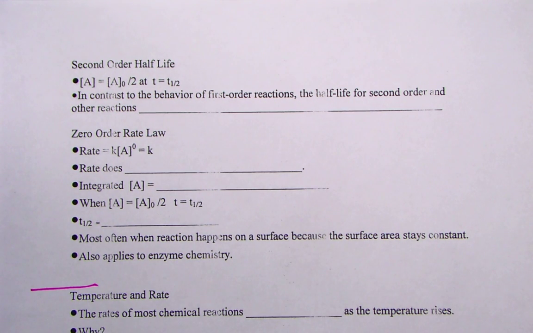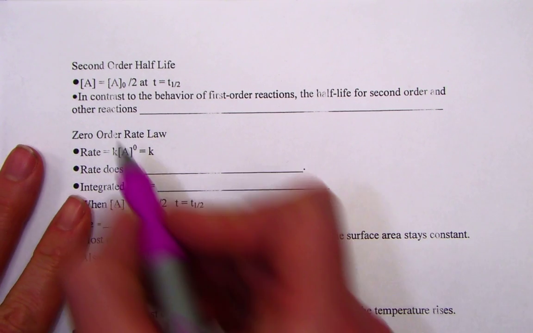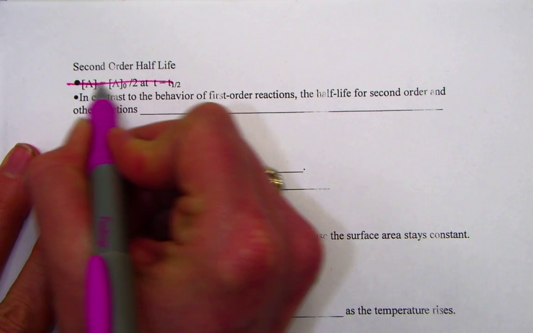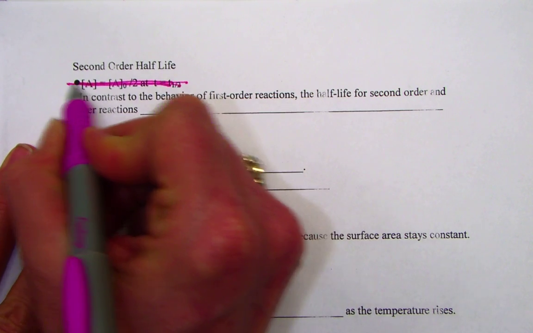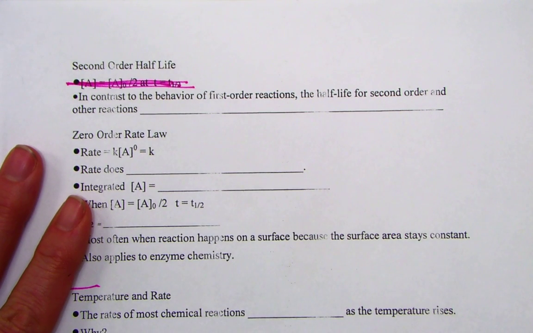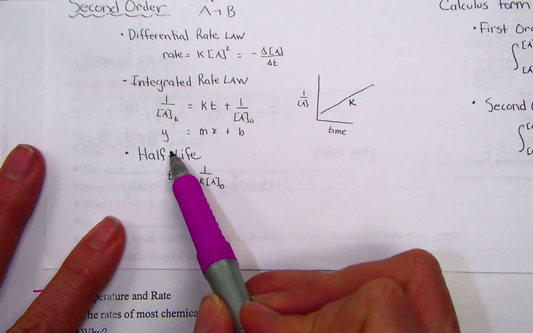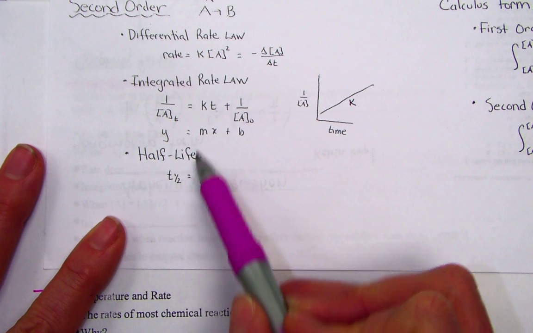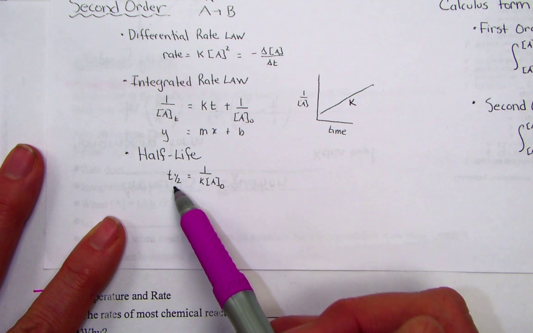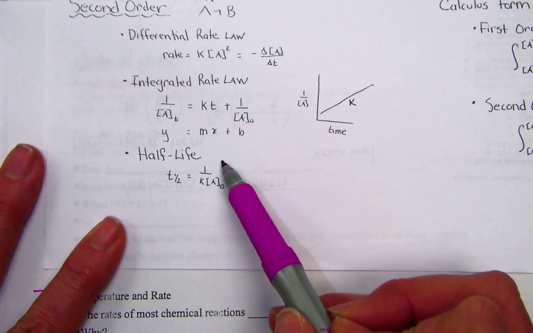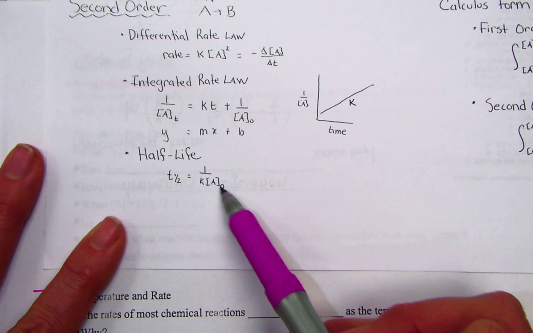The next section I'd like to consider is a practice with second order half-life. I'm not real fond of the way that I ended up having this typed, so I'm going to just cross this off in my notepad and refer us to the way that I have it better written on our formula page. The half-life for a second order reaction, and that's what T half means, is 1 over the K constant times the original concentration.